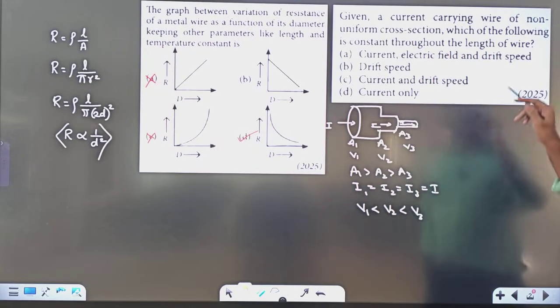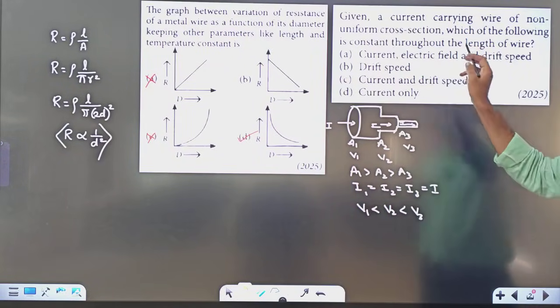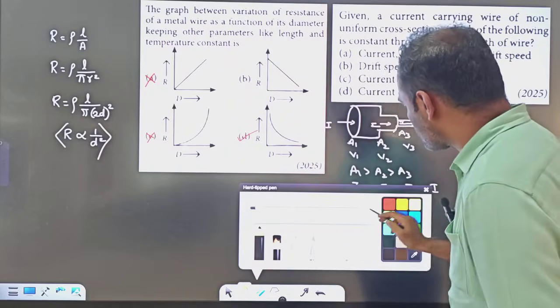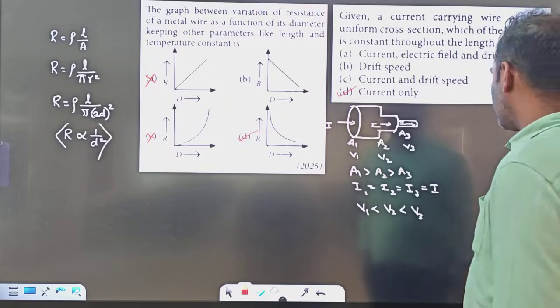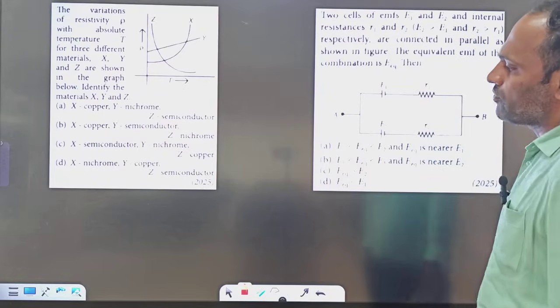What are they asking us? Which of the following is constant throughout the length of the wire? So which is constant? Current is constant, only current, right? This is also from 2025. We'll go for the next question.